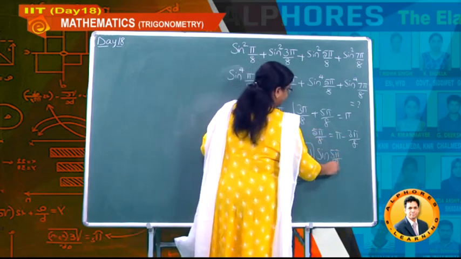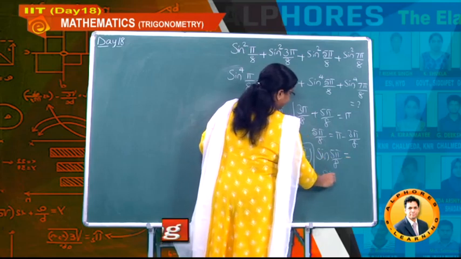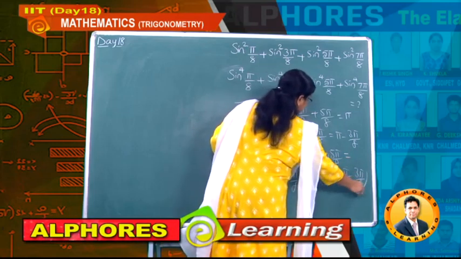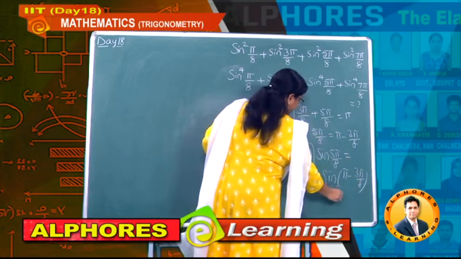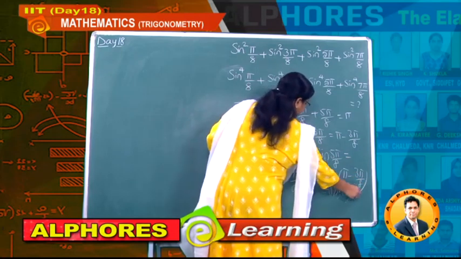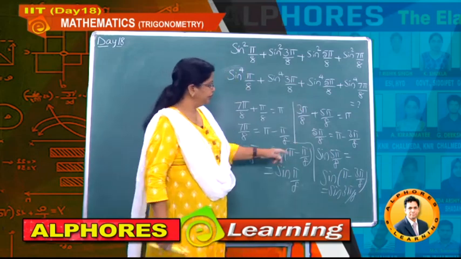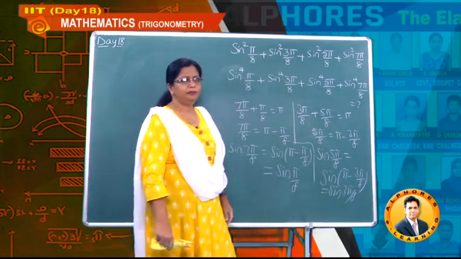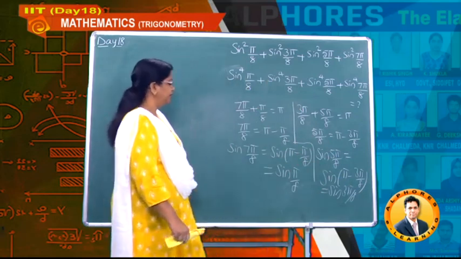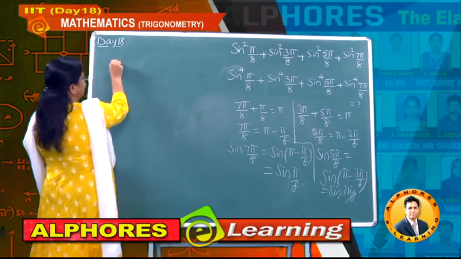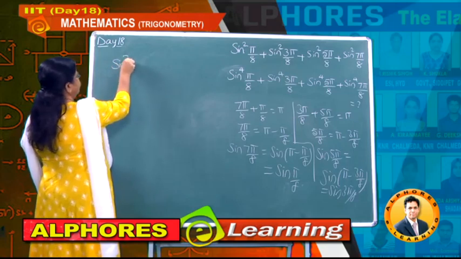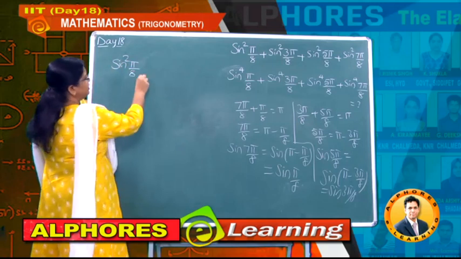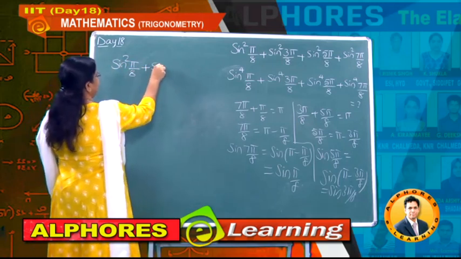Sine 5 pi by 8 is equal to sine of pi minus 3 pi by 8. Then what is the value? You will get again sine 3 pi by 8. Okay, students, now observe, you got sine 5 pi by 8 same as sine 3 pi by 8. Then what is finally the value you got? It is sine square of the first value, pi by 8, and the last value again, how much here? Sine square pi by 8.